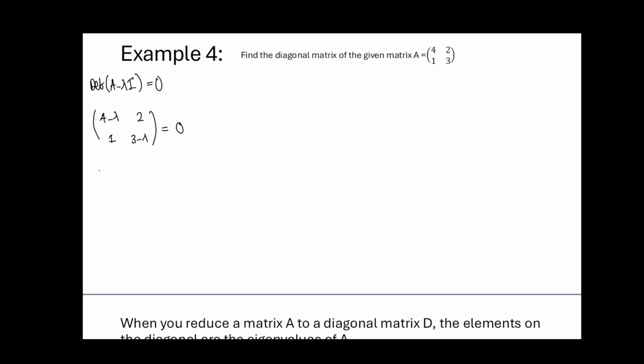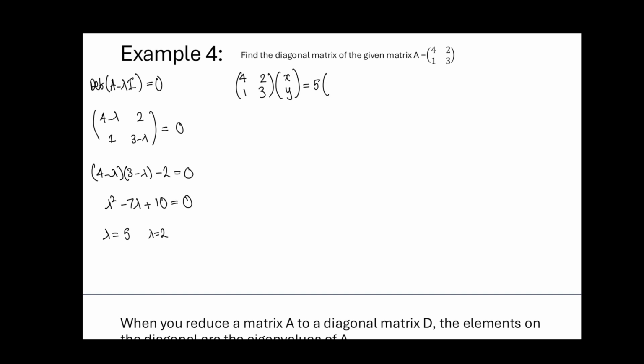So when we get this, we get (4 minus lambda) multiplied by (3 minus lambda) minus 2 is equal to 0. If we expand and collect like terms, we get lambda squared minus 7 lambda plus 10 is equal to 0. So our two values of lambda would be lambda is equal to 5 and lambda is equal to 2. If we now find the corresponding eigenvectors, we will have to do 4, 2, 1, 3 x, y. If I find the eigenvector for lambda is equal to 5, we get 5x, y.